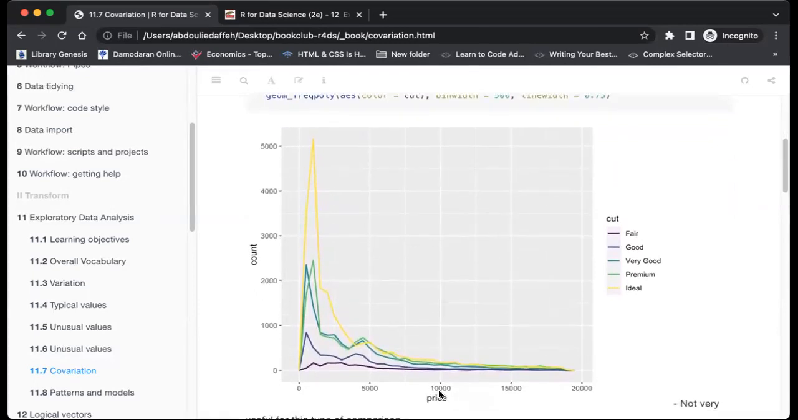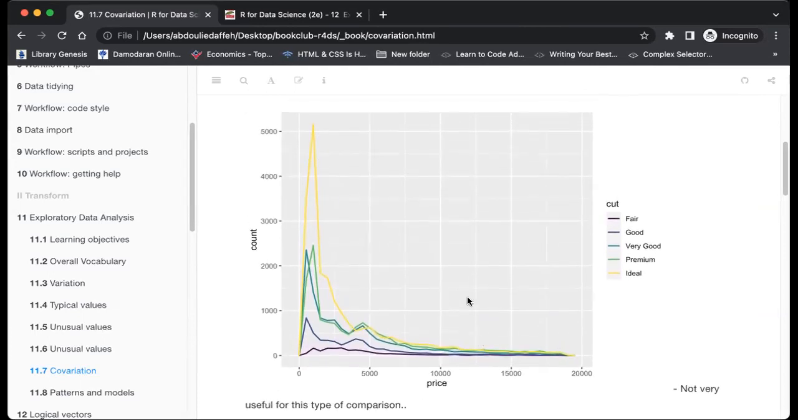So we can see here the price is the numerical variable, and then we have the count, which is the numerical variable. And the cut is the categorical variable. So we can see the very good and the ideal has the highest. The ideal price is the highest one, and it could be affected by outliers or something.